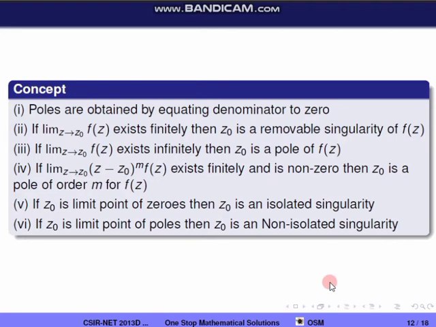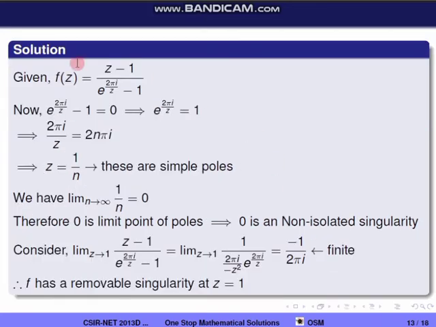So we'll look into the question. So they are given f of z is equal to z minus 1 divided by e power 2 pi i by z minus 1.